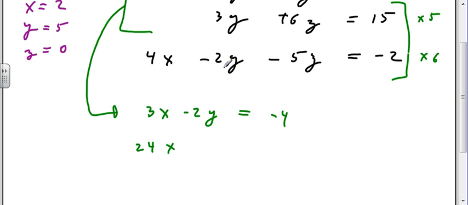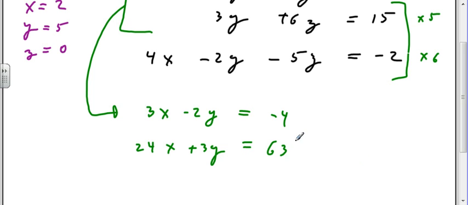15 minus 12 plus 3y is equal to, is that 75? 75 minus 12 is 63. No, 75 minus 12. Yeah, 63. Okay, 63.